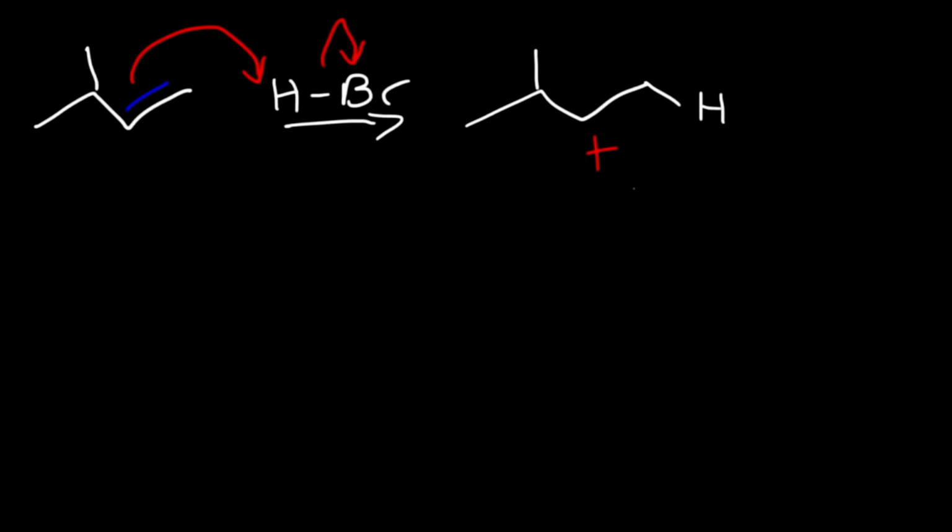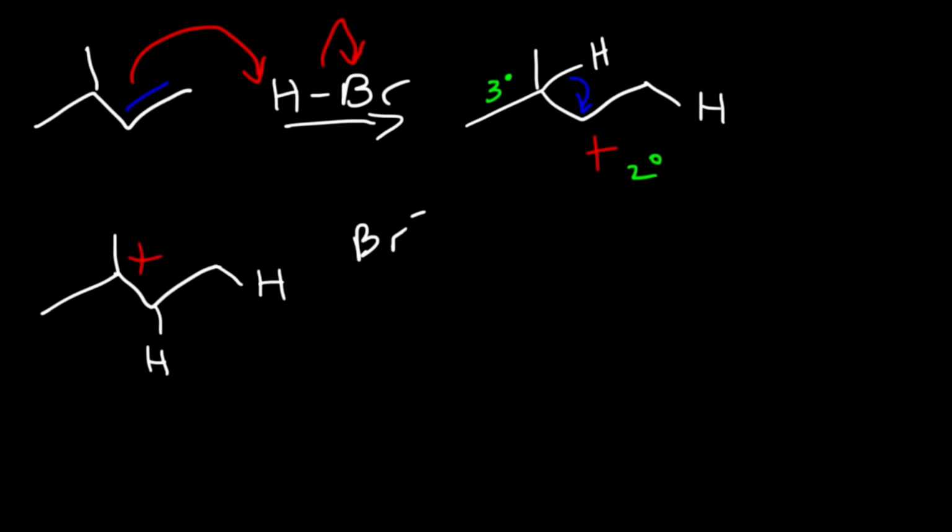Now the secondary carbocation is adjacent to a tertiary carbon. Whenever you see that, there's going to be a hydride shift. And so this hydrogen is going to glide towards that carbocation. And so the hydrogen and the carbocation are going to trade places. So now the plus charge is on the tertiary carbon.